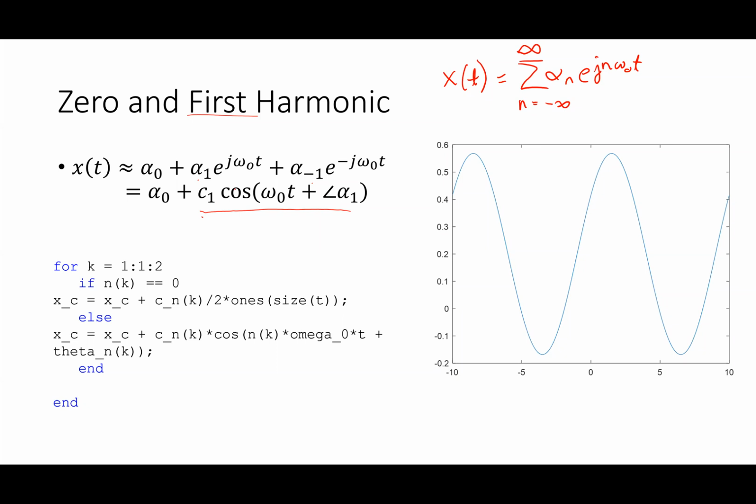Anybody remember? Isn't it like double? Yeah, that's right. It is. C1 is equal to 2 times the magnitude of alpha 1. All right, now I'm going to include the second harmonic.